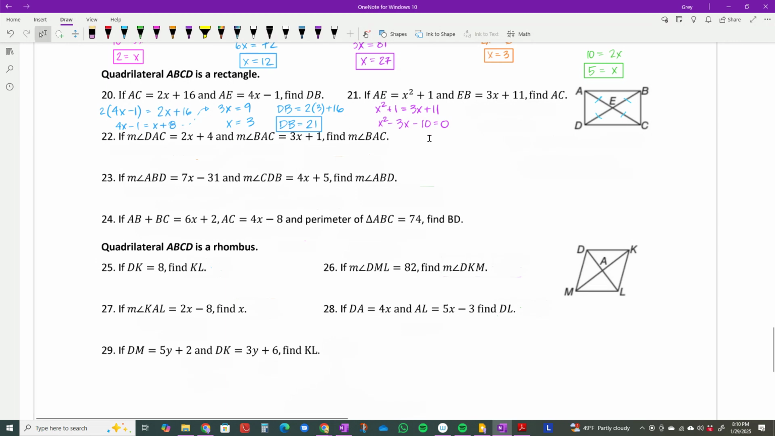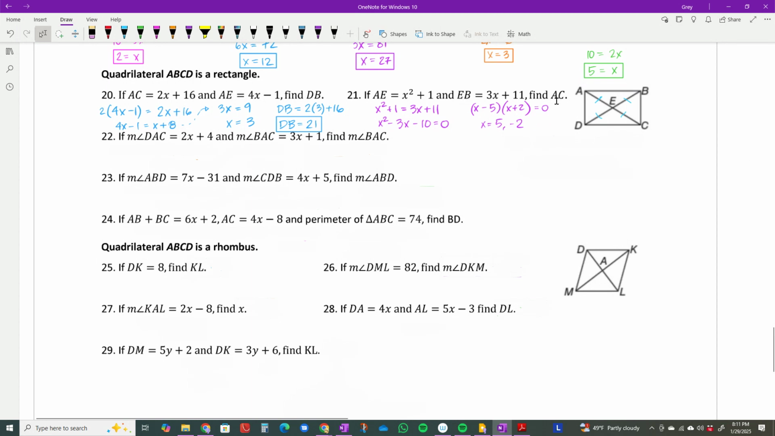So you're looking for the factors of 10 that subtract to give you 3. If you need some extra help, extra practice in that, let me know. I can be happy to give you some problems in Delta Math to help you. But that becomes x minus 5 times x plus 2, which means x equals 5 or negative 2. Now, you've got to go put it back in.